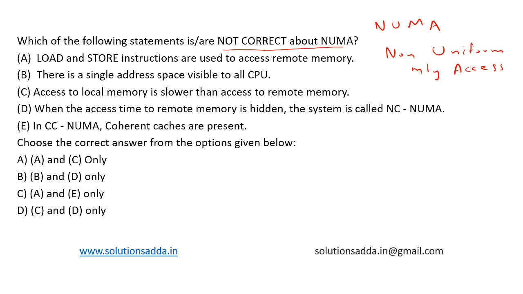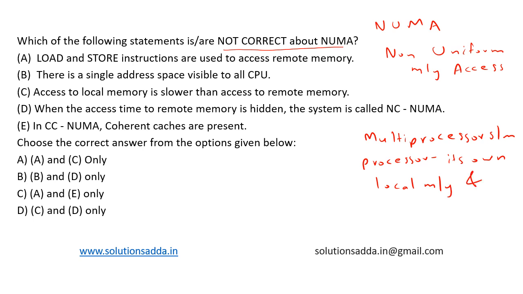It is a memory design used in multiprocessor systems where each processor has its own local memory but can also access memory local to other processors. This architecture helps in improving the performance by reducing the contention for shared memory resources. So a processor can access its own local memory and other processors' memory also. This is the basic information about NUMA.